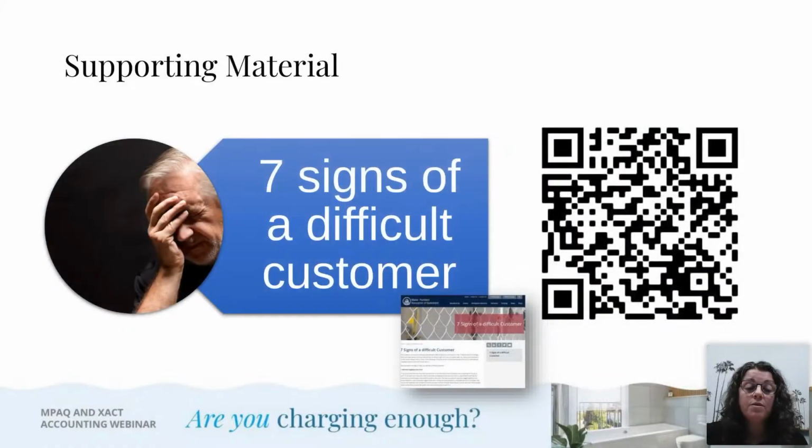And finally, we've also got 7 signs of a difficult customer available as a resource for you as well. And that QR code will link you through to this one.